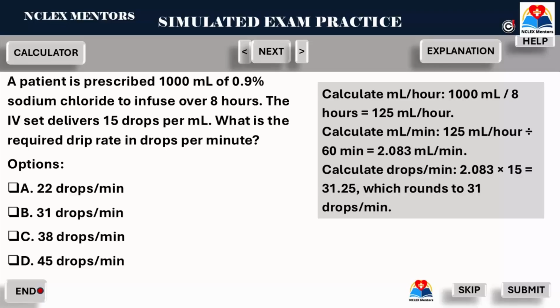Step 2. Convert to mL per minute. To get the minute rate, take 125 milliliters divided by 60 minutes, which is about 2.083. If you're doing great, hang in there.